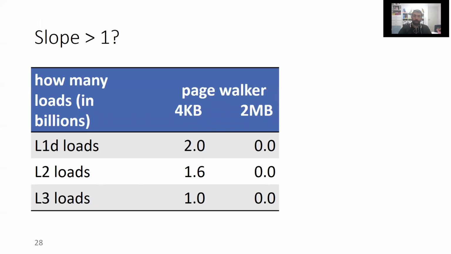This table highlights that cache contention is in fact caused by the competition between the page walker and the application. Here we see the number of cache references made by the page walker when 4K and 2 mega pages are used. As expected, the 4K configuration suffers from more page walker accesses because it experiences a higher TLB miss rate and so must walk more page table entries.